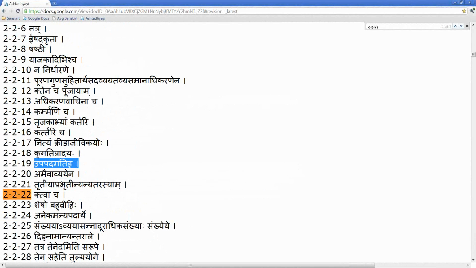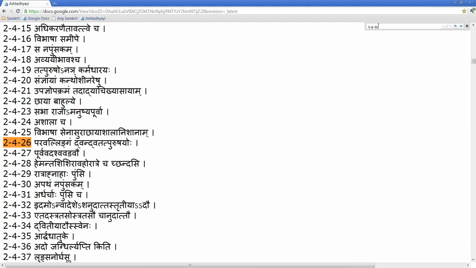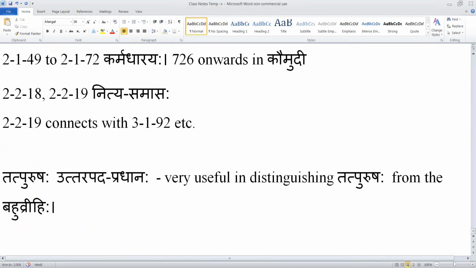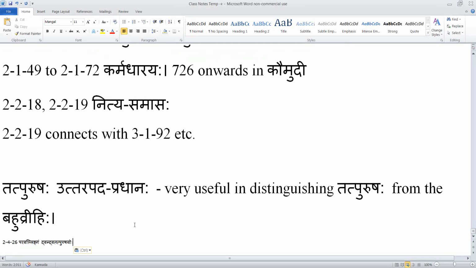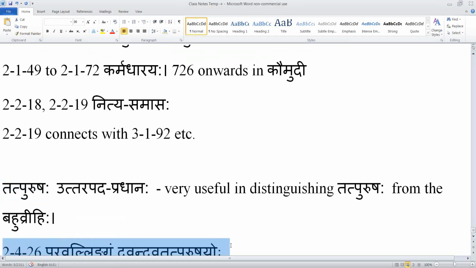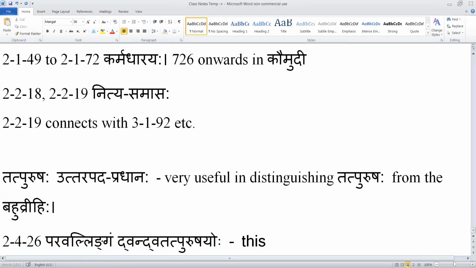While for the tatpurusha compound, the general rule is paravalingam dvandva tatpurushayoho, 2-4. The lingam of the dvandva, which you already saw, and the tatpurusha compound is paravat, like the lingam of the uttarapadam. We say raja purushaha. Forget about the lingam of raja. Of course, it happens to be masculine in this case, but the purusha will dictate what the lingam is. This might look like a trivial point, but it is important, because when we look at Bahuvrihis later on, we'll be able to use this principle. The more ammunition you have to decipher these compounds, the better it is for you. This can also be used to distinguish Bahuvrihi.